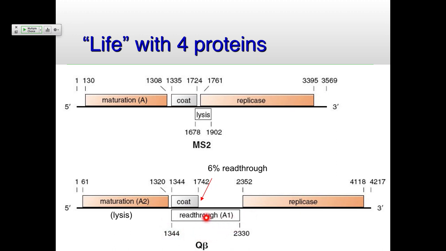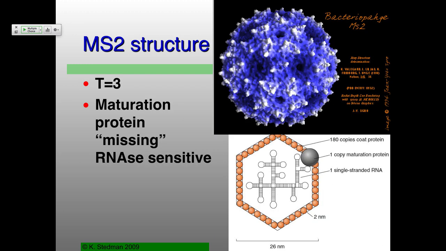Exactly what the function of this read-through protein is discussed at length in this textbook, and we're not going to get into it. But basically, Q-beta can actually get away with just three proteins. So the big question, again, with Q-beta was, what's the lysis protein? What's going on there? So what's the structure of these viruses? T equals 3.